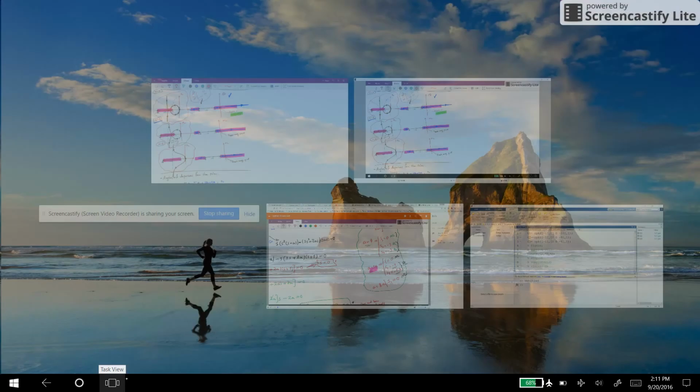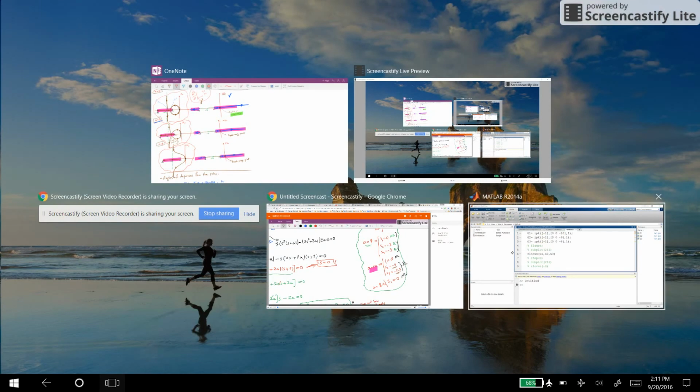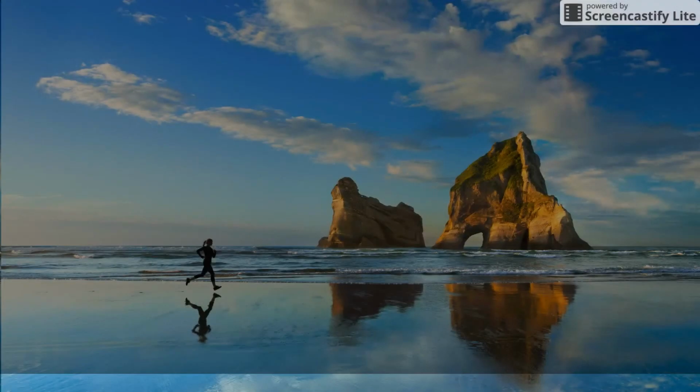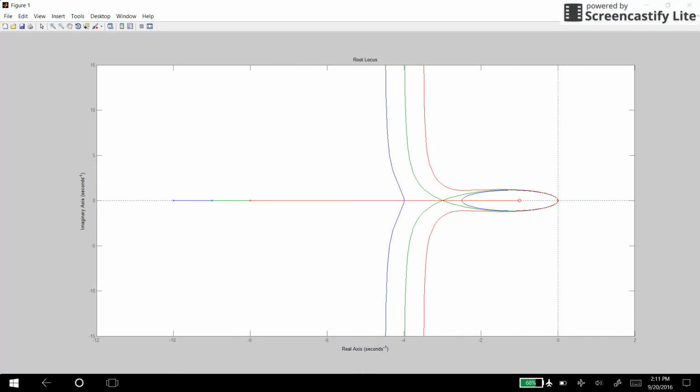I can also show you how the result looks in MATLAB. Here we have G1, G2, and G3 as 3 different transfer functions. With the locus of G1, G2, and G3, we can plot all of them in the same figure. And this is what you can see. For the blue line here, we have a equal to 10. For the green one, a is equal to 9. And for the red one, a is equal to 8.